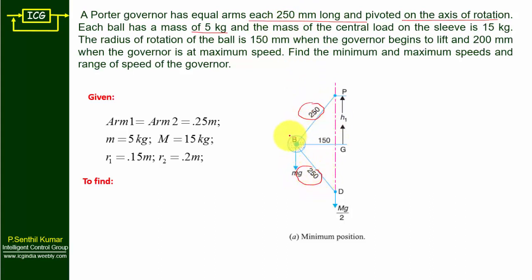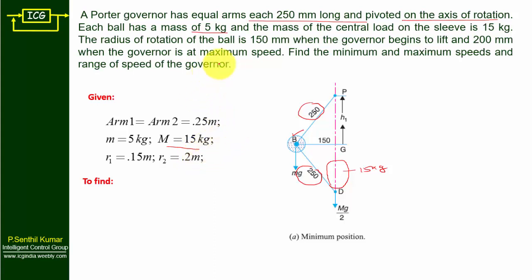The mass of the ball is 5 kg, so small m equal to 5 kg, and the mass of the central load on the sleeve. Somewhere here you have a central load. That central load is 15 kg. So this 15 kg is nothing but capital M.